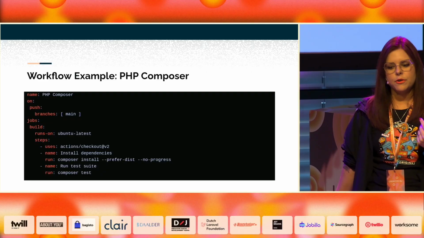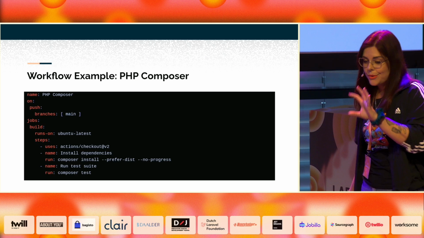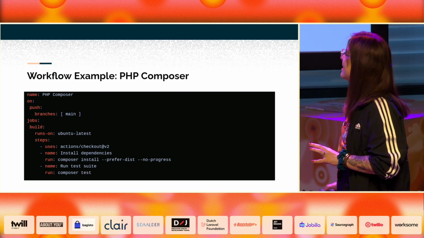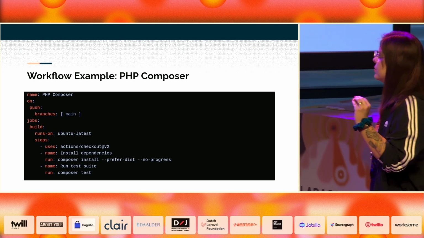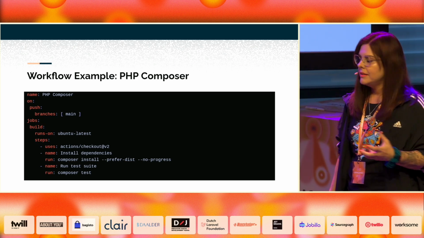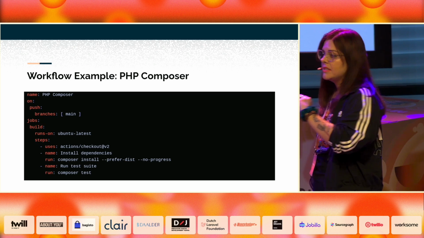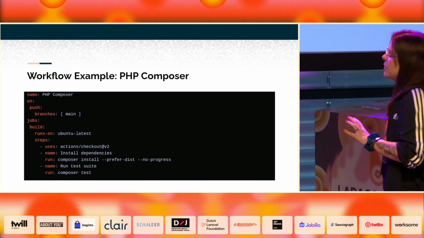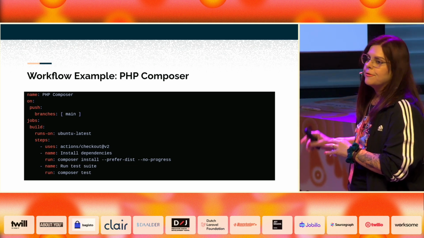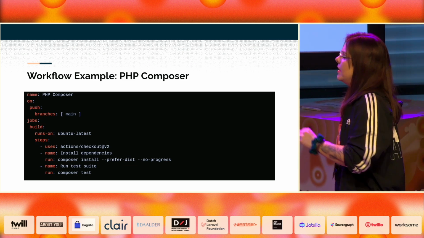So this is an example of a common workflow for PHP. It's a bit simplified, so it would fit in the slide. You start with the name of the workflow, then you define when you want it to run. In this case, it will run whenever there is a push to the repo in the main branch. Usually you also have it for pull requests as well.